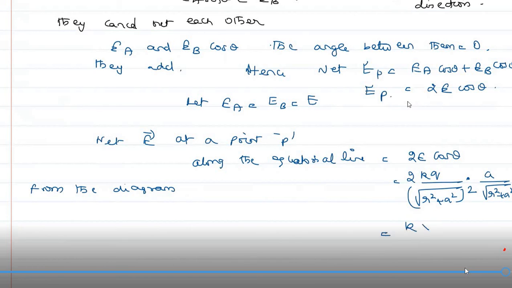So K, you keep it separately, Q into 2A. Just rearrange and write. And here this is square plus 1 by 2, right? Square root. So how much it will be? It is square root of R square plus A square, or you can write it in this way, R square plus A square to the power 3 by 2. When you take it out of the square root, it will become R square plus A square to the power 1. Here to the power 1 by 2. When you add it, you will get 3 by 2. Is it clear?